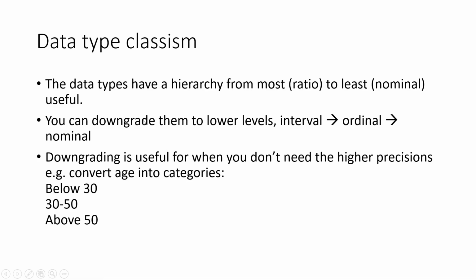Now downgrading is useful for when you don't want the high precision, and it helps you group together a lot of similar data. So for example, we might want to convert age into categories. So you might convert age, which is a continuous data type, into nominal data, which would convert it into categories. So below 30, 30 to 50, and then above 50.